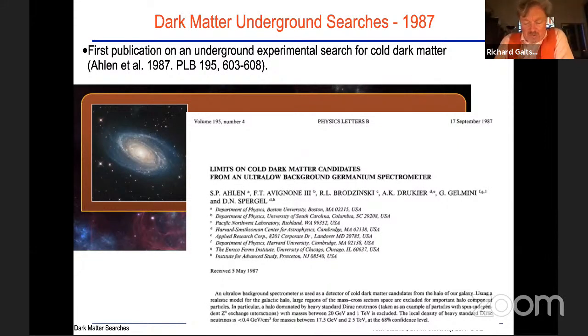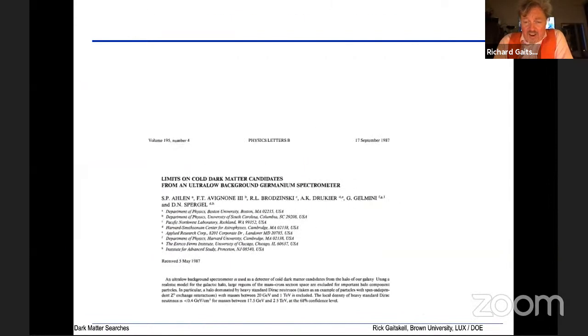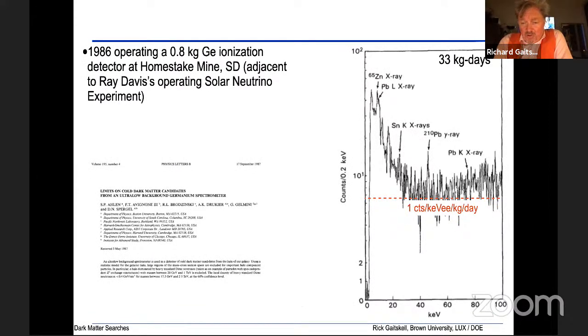In terms of the technique, and this is almost the entire duration I've been working on the experiments, we have just simply been looking for recoil spectra primarily in nuclei, although as you'll see in some of the subsequent slides, we also now search for direct dark matter electron interactions. The first experimental results paper that came out was all the way back in '87.